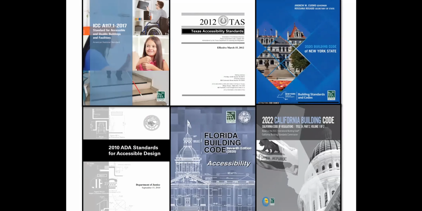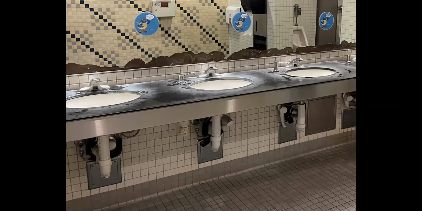All the differences between the various standards were discussed in this video, so we can see that the requirements for lavatories and sinks are pretty consistent across the many accessibility standards and codes. In public accommodations, a forward approach is required to lavatories and sinks with a few exceptions.